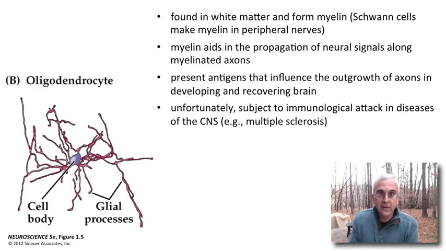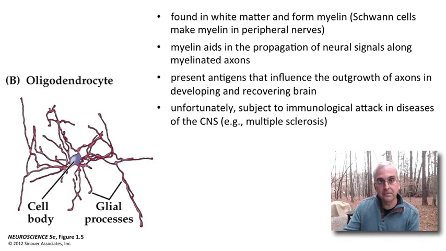Now, unfortunately, the oligodendrocyte also presents antigens that are subject to immunological attack in certain diseases of the central nervous system, the preeminent example of which would be multiple sclerosis, in which oligodendrocytes are the subject of the immunological attack, and myelin can break down. And with the breakdown of myelin is a loss in the efficiency of the conduction of neural signals along axons, and that can lead to neurological dysfunction.